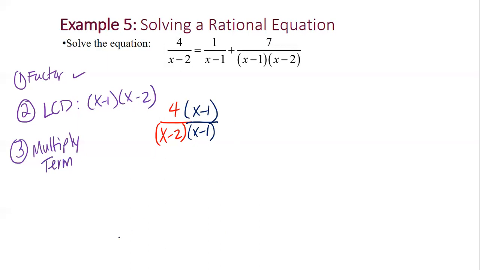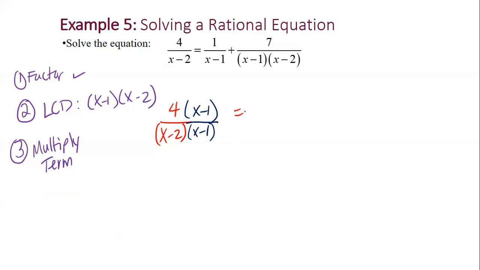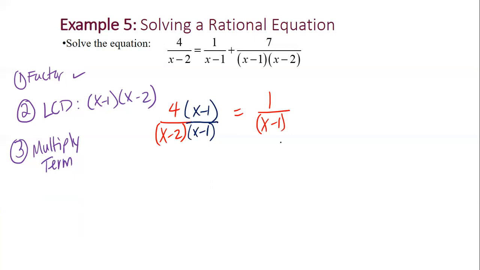Okay, so now we're on to 1 over x minus 1. What is the denominator missing to match the LCD? X minus 2. So I'm going to multiply the denominator by x minus 2, and what I do to the denominator, I have to do to the numerator.